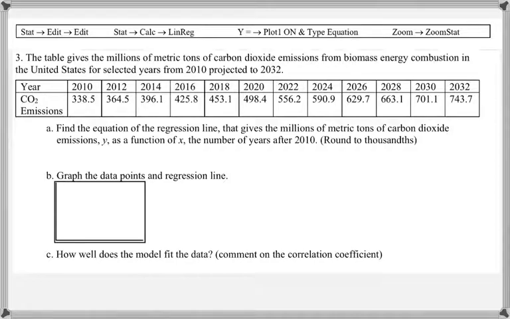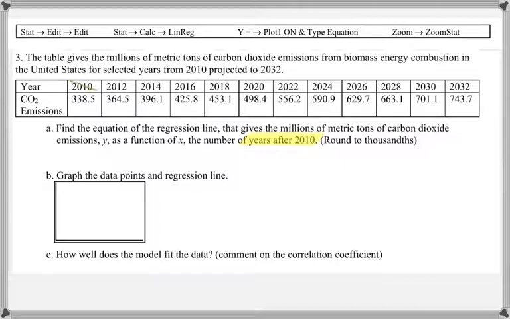It says find the equation of the regression line that gives the millions of metric tons of carbon dioxide emissions y as a function of x, the number of years after 2010. And they want us to round to the thousands. So something very important here is that they want this to be the number of years after 2010. So when I'm entering in this data, I can't just enter in 2010.